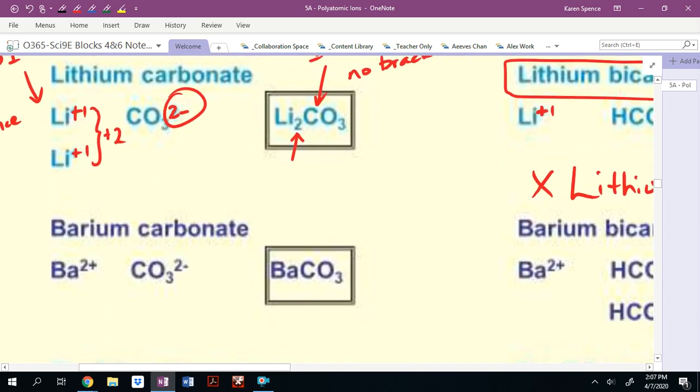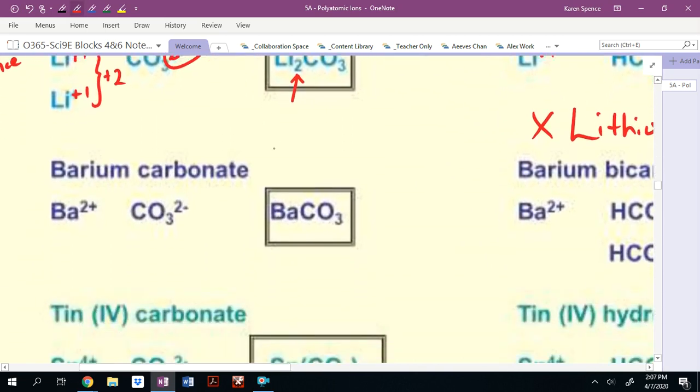Okay, let's go over to barium carbonate. Barium is in group 2 of the periodic table. Therefore, it has 2 valence electrons. Therefore, it's going to lose 2 electrons to become an ion, have that stable full shell. And therefore, its charge is +2 when it is an ion. Carbonate has a charge of -2.